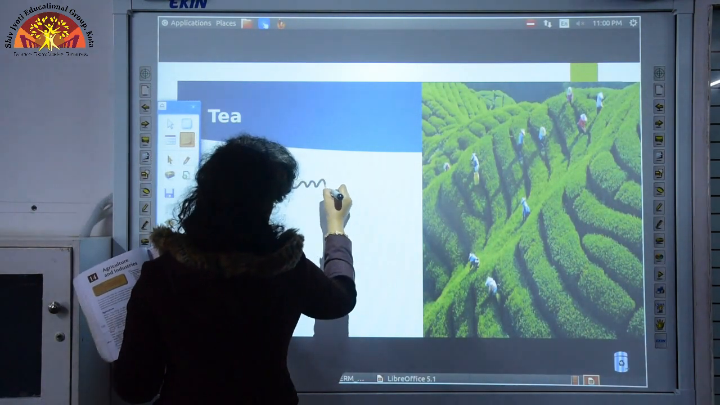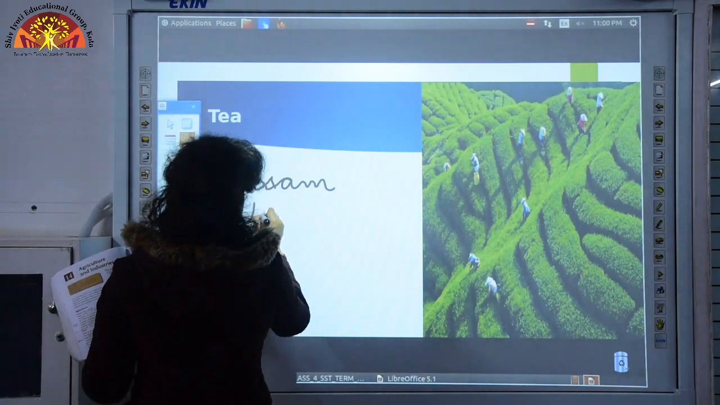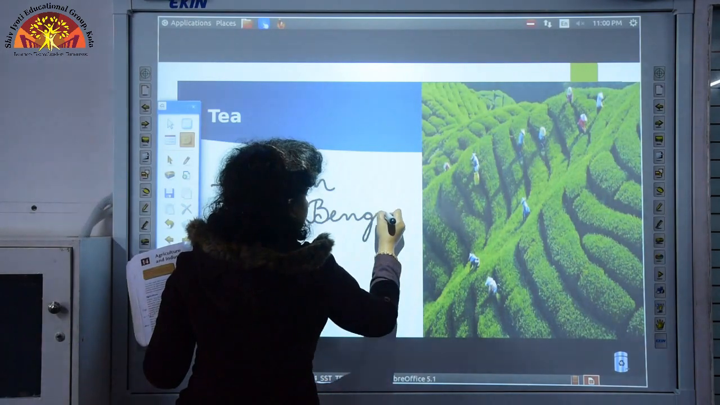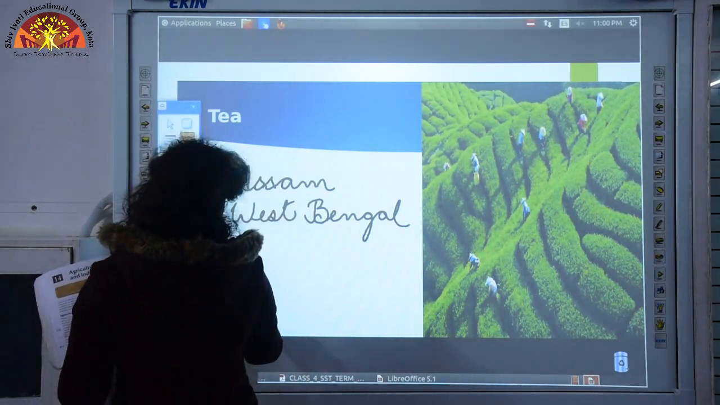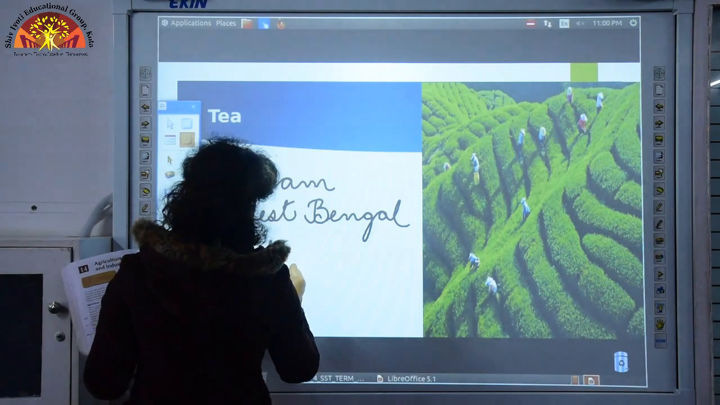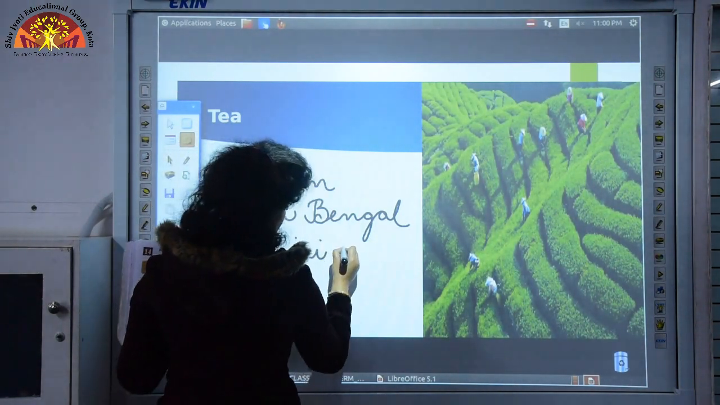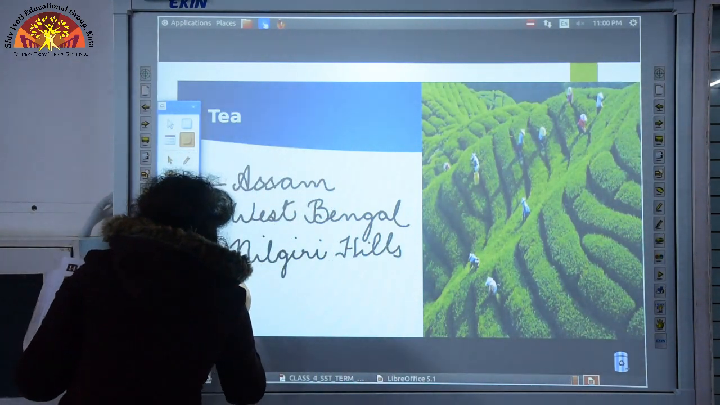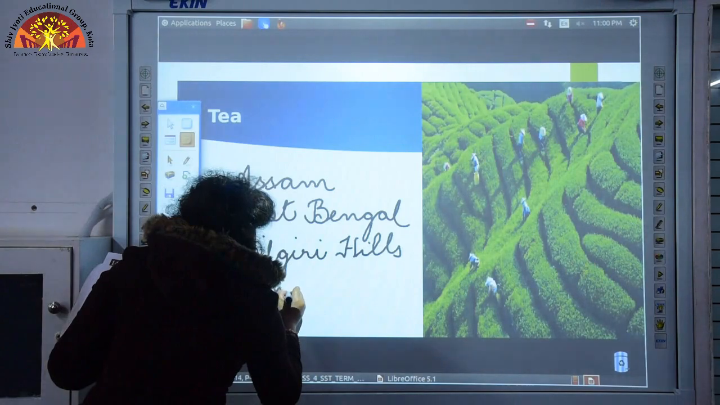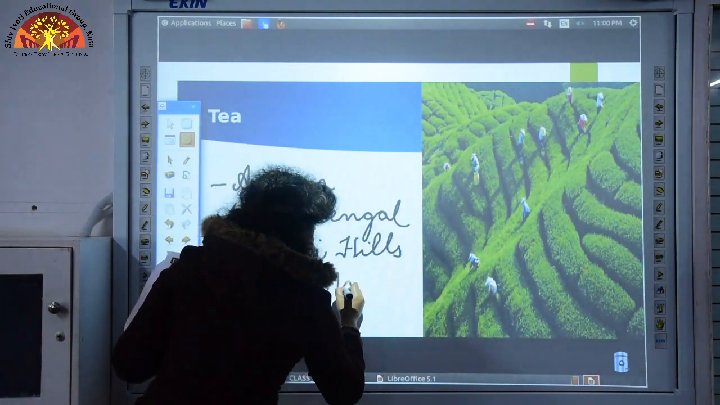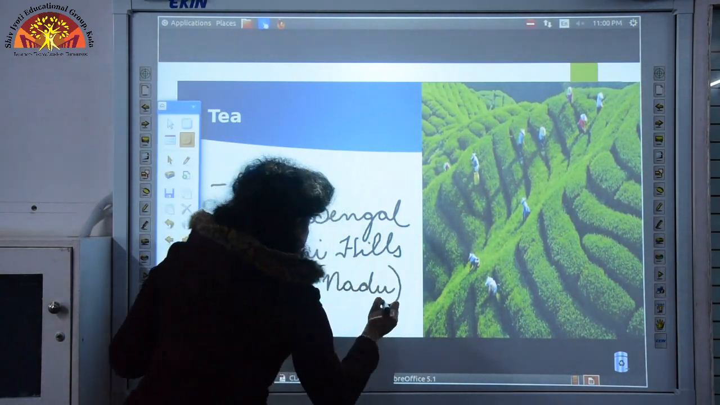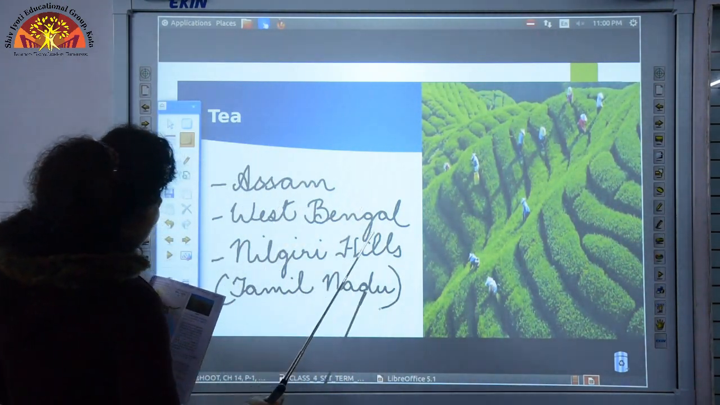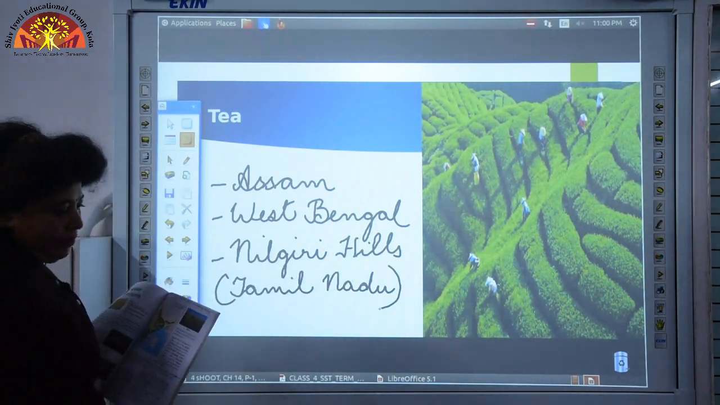Assam, West Bengal and the Nilgiri Hills of Tamil Nadu. Okay. So, tea is grown in the states of Assam and West Bengal and the Nilgiri Hills of Tamil Nadu.